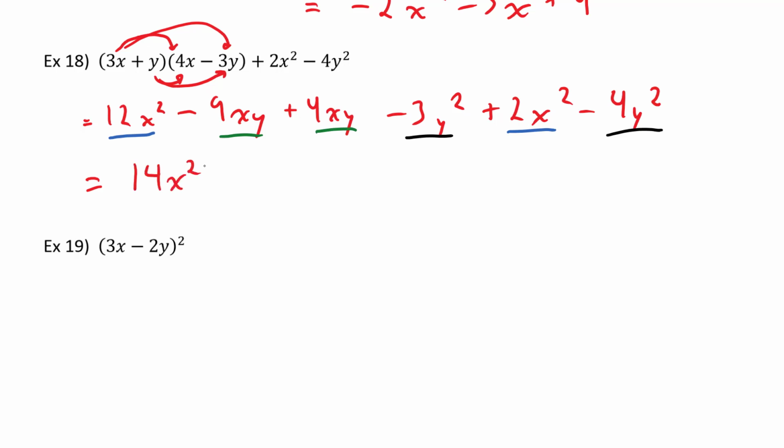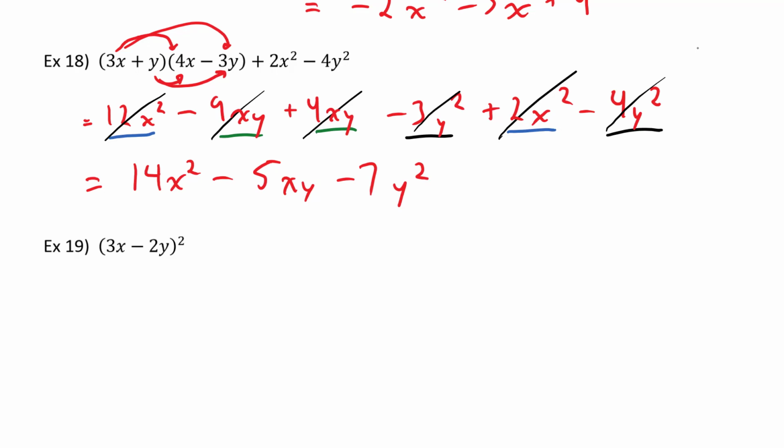Now, when you have a lot of numbers like this, it's sometimes helpful to cross them off as you go. Just going to put lines through there to indicate that I have brought those down. Next up, I have xy's. Minus 9 plus 4 is going to be minus 5xy. And again, I'm just going to put a line through those to indicate that I have moved them down to the next line. And then lastly, we have y squareds. Minus 3 minus 4 is minus 7y squared. And we're going to cross those off.